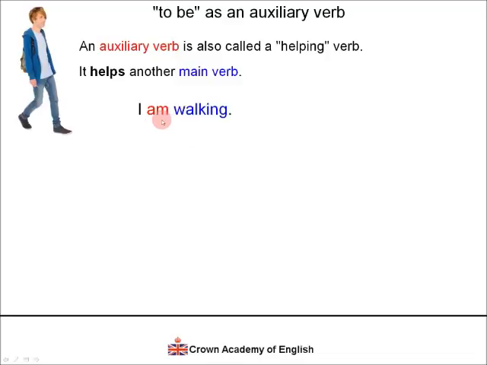So the whole thing, am walking, I am walking, this is the present continuous tense. So in other words, the present continuous tense is made up of two parts. The first part is the auxiliary verb, the verb to be, and the main verb in the ing form, or the present participle. I am walking.